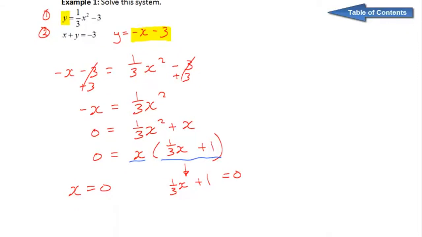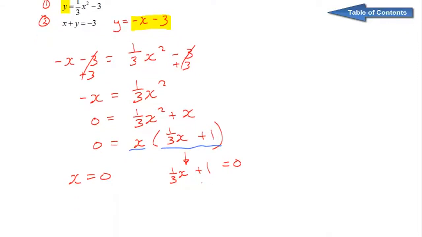And now I'm going to have to solve a little bit. So in order to do this, I'm going to move the 1 to the other side of the equation. I have 1/3 x is equal to negative 1.